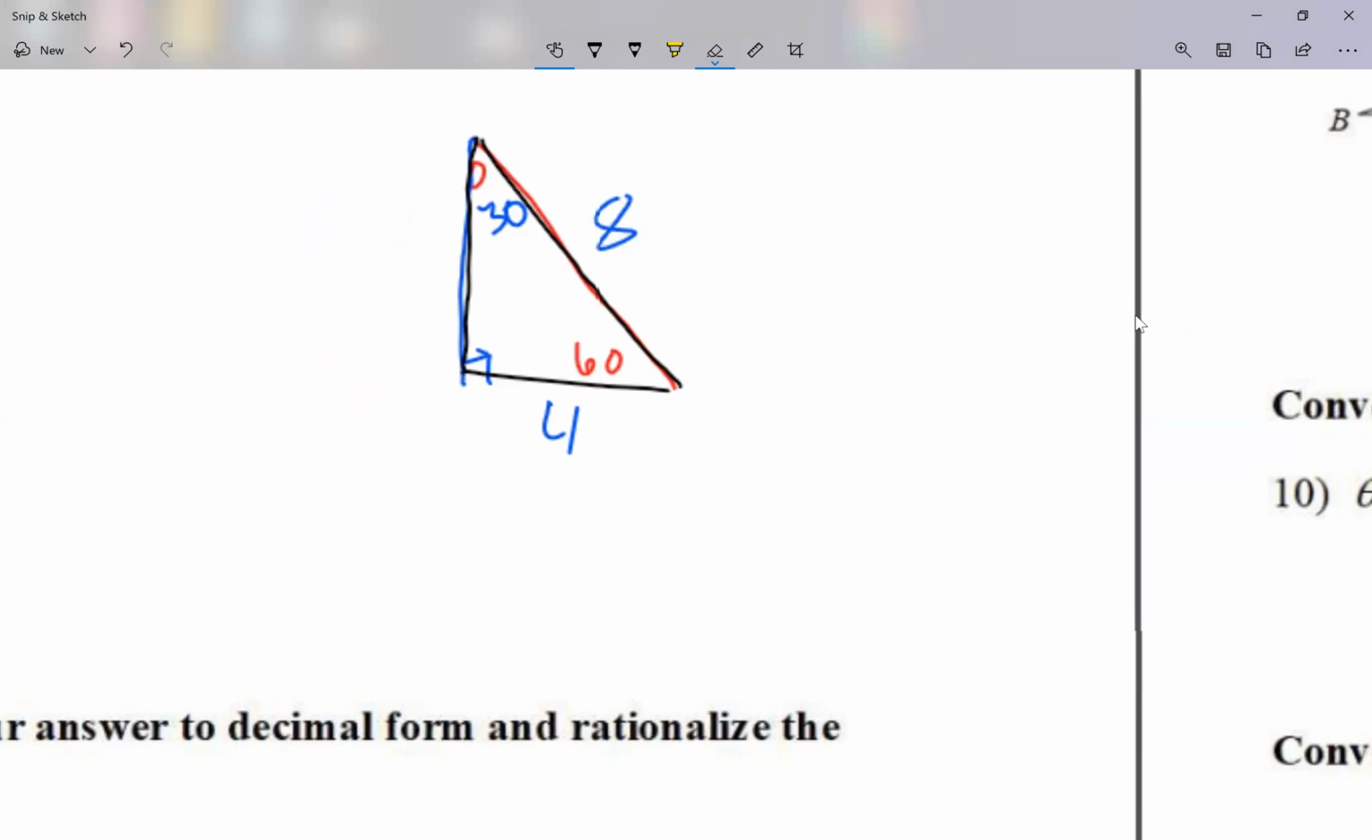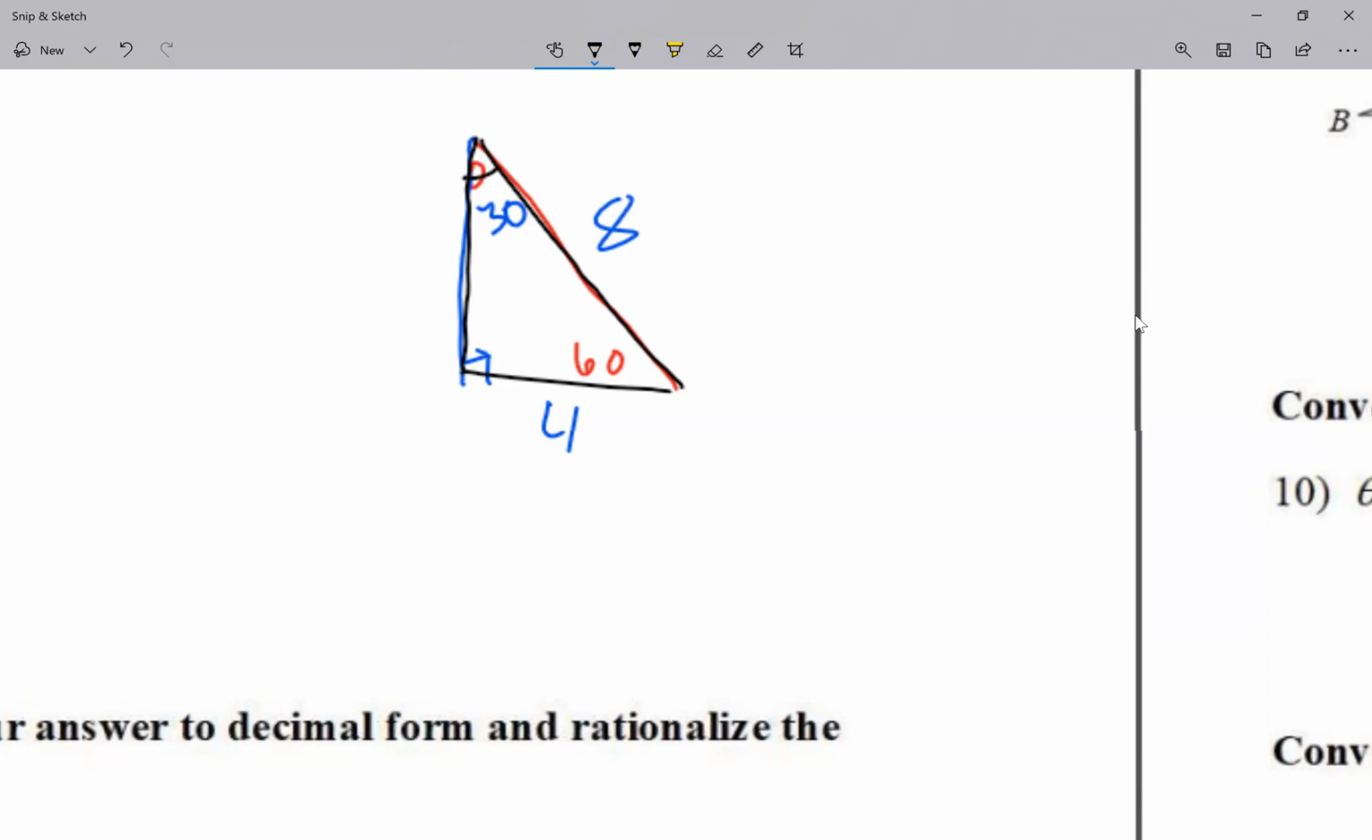Interesting part of the 30, 60, 90 triangle, the smallest side is the one away from the 30 degrees. And the hypotenuse is the one across from the biggest angle. Interesting part is the small side is always half of the big side, right? 4 is half of 8. Now, if I give you the small side, obviously multiply by 2. The relationship between those two is the small side is half of the hypotenuse, or the hypotenuse is the small side times 2, right? 4 times 2 gives me 8, or half of 8 gives me 4.